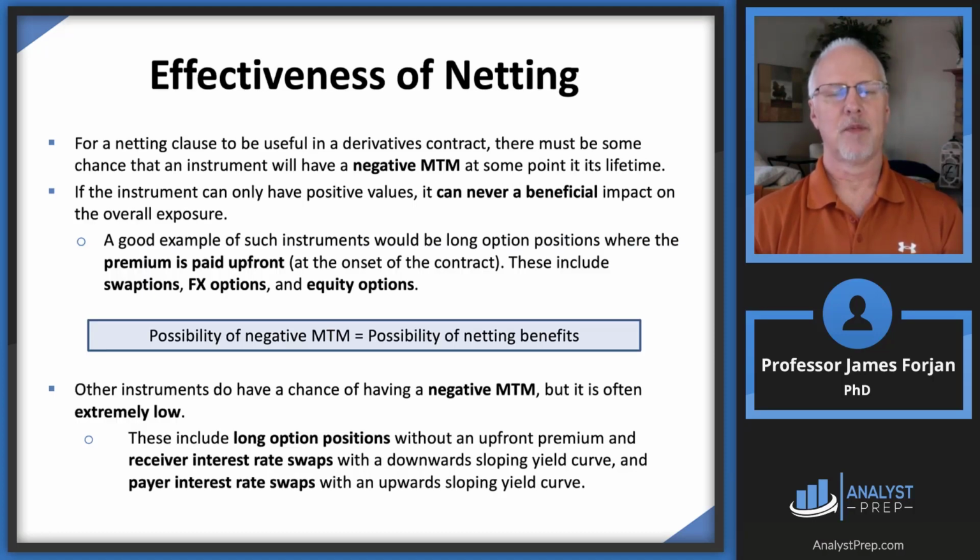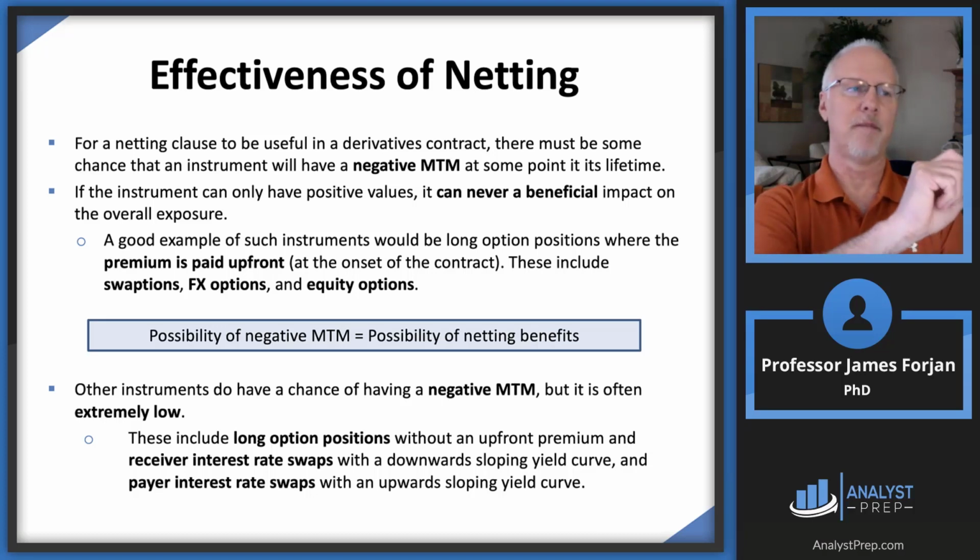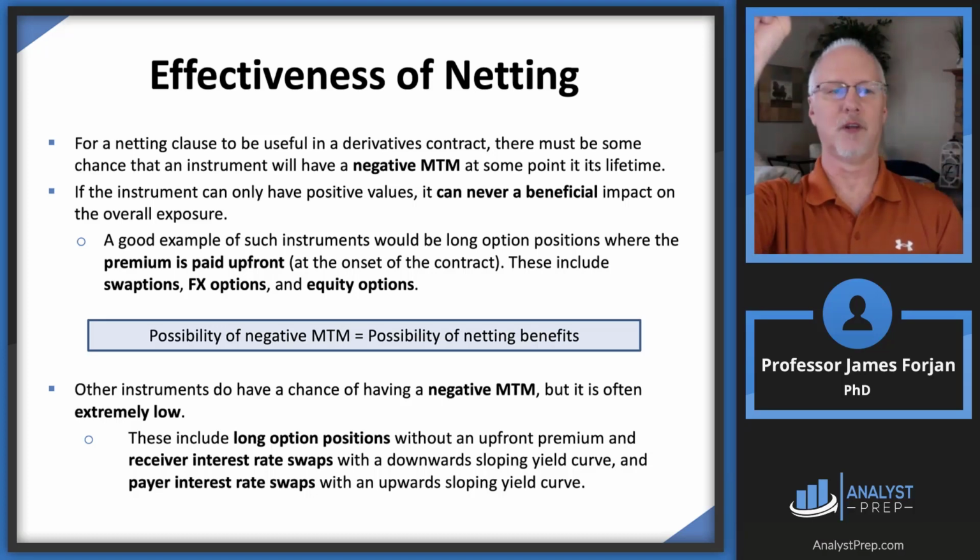Now, this part of the chapter here discusses negativity and positivity of the mark-to-market. And so note that first block point there. For a netting clause to be useful in a derivatives contract, there must be some chance that the instrument will have a negative mark-to-market at some point in its lifetime. So what does that mean? That if we're always positive, and we have all these contracts that are always positive, for some reason, forget about that reason, well, then there's no reason for us to pursue aggressively this concept of netting, right?